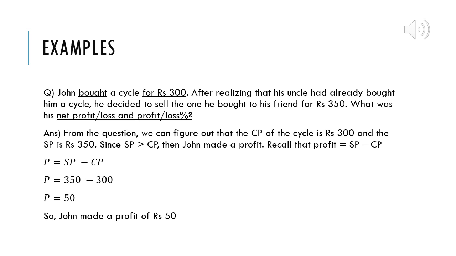Now, since selling price is greater than cost price, John has made a profit. Now, to calculate the profit, we are going to use the following formula. Profit is equal to selling price minus cost price. That is 350 minus 300. So the profit that John made is rupees 50.